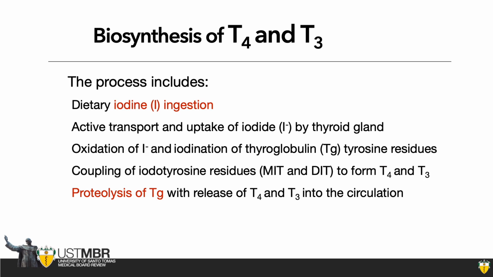Then you form MIT or DIT. MIT is monoiodotyrosine, DIT is diiodotyrosine. Then there's going to be coupling. Coupling between MIT and DIT, 1 plus 2, will give you T3. Coupling of two DITs will give you T4. And then once stimulated and ready, if needed, the thyroglobulin will be proteolyzed and released into the circulation.